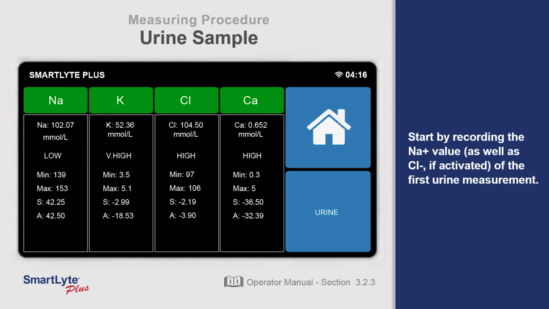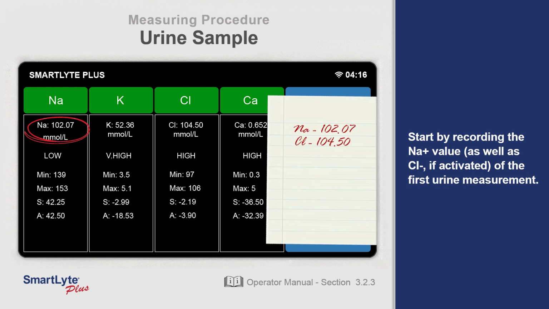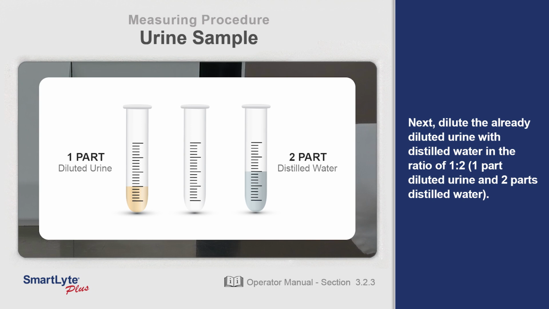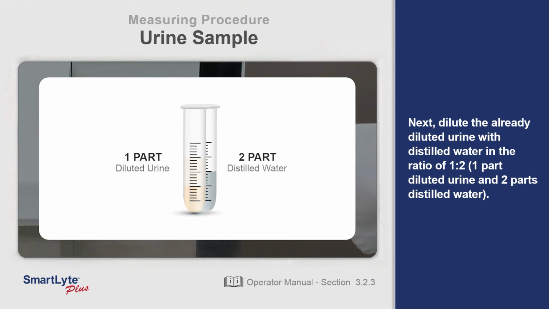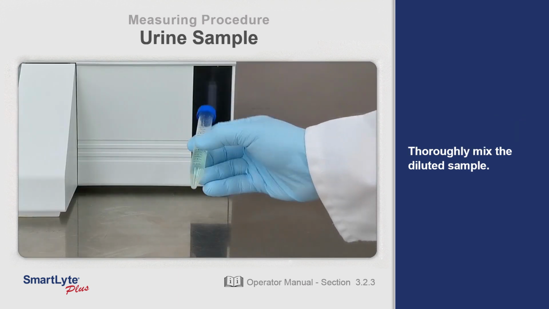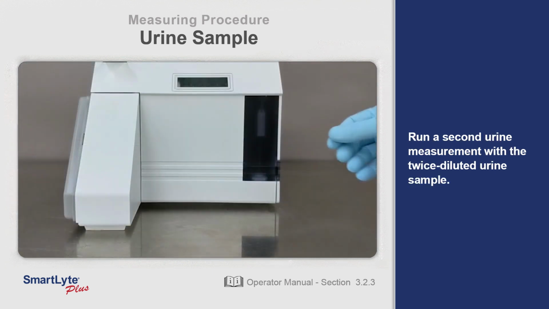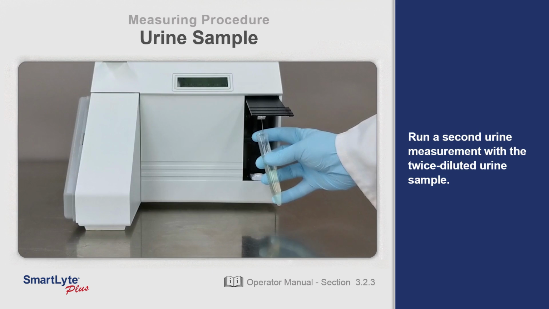Start by recording the sodium value as well as the chloride, if activated, of the first urine measurement. Next, dilute the already diluted urine with distilled water in the ratio of 1 to 2, 1 part diluted urine and 2 parts distilled water. Thoroughly mix the diluted sample. Run a second urine measurement with the twice diluted urine sample.